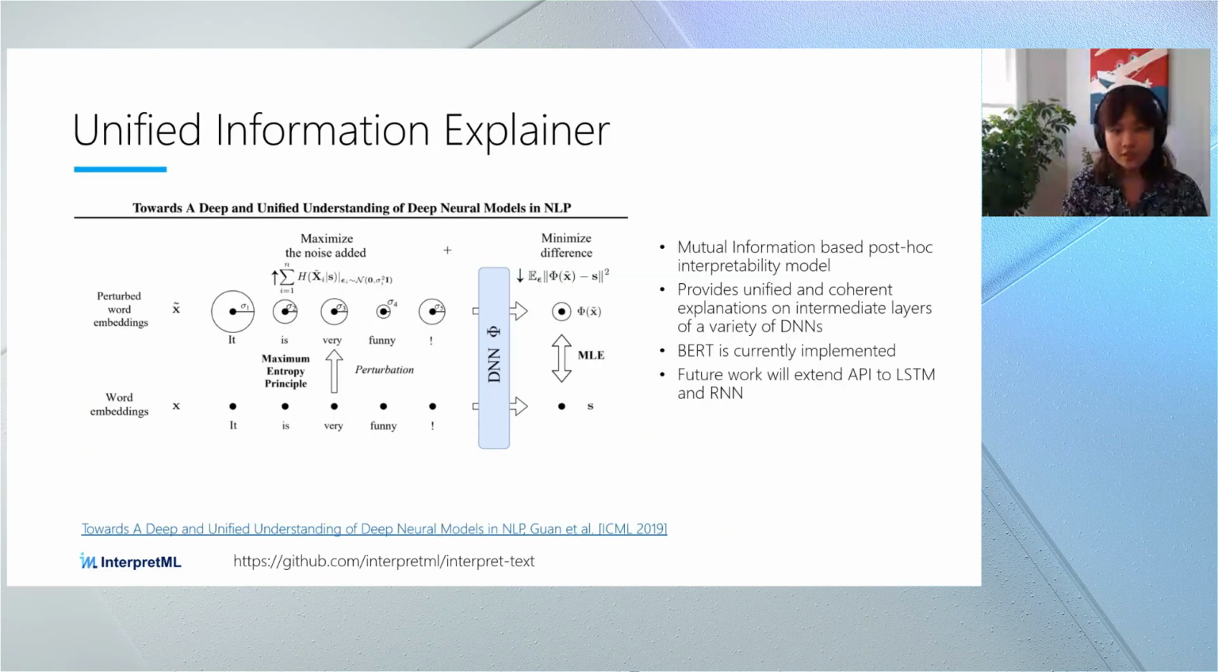The Unified Information Explainer is a state-of-the-art NLP interpretability model and was developed by researchers from MSR Asia. The paper was presented at ICML in 2019, so pretty recently, last year. This explainer is post hoc, meaning that it needs a previously trained or fine-tuned DNN model. It's model agnostic, as long as it's a DNN. So it works for BERT, RNN, CNN, LSTMs. However, we've only implemented support right at the moment for explaining BERT, and we want to extend it to other DNNs in our future work as well.